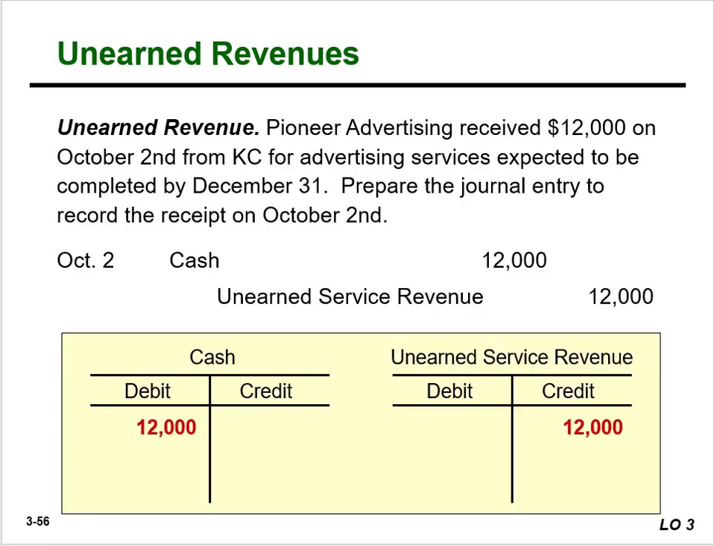And so here, unearned revenue. Pioneer Advertising received $12,000 on October 2nd from KC for advertising services expected to be completed by December 31st. Prepare the journal entry to record the receipt on October 2nd. And so here, cash is debited for $12,000 and unearned service revenue is credited for $12,000 to recognize the amount they received. And they give you an illustration of the T accounts.